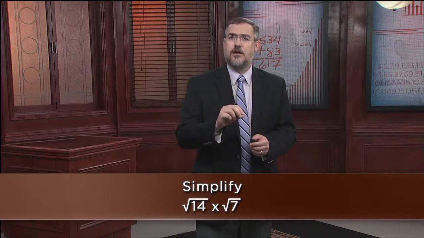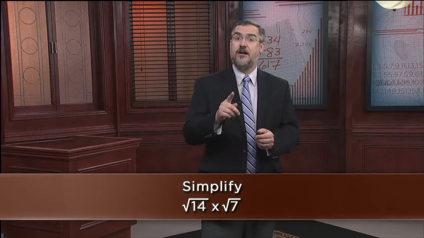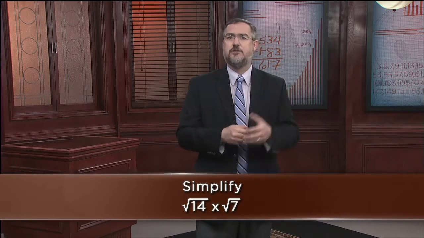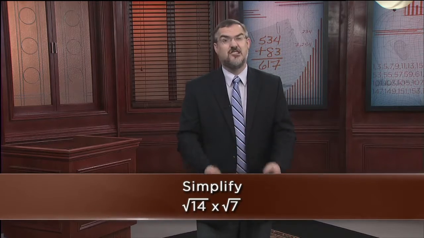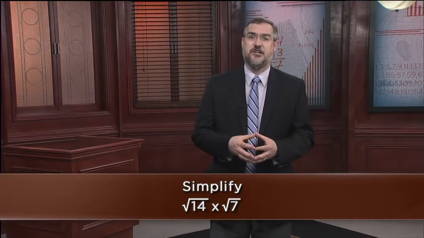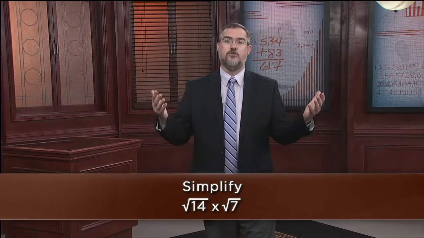Okay, maybe one or the other number has a perfect square that divides it so that we could do the kinds of things we did in the earlier problems. But that's not true here either with 14 and 7. So what do we do? Do we just give up?